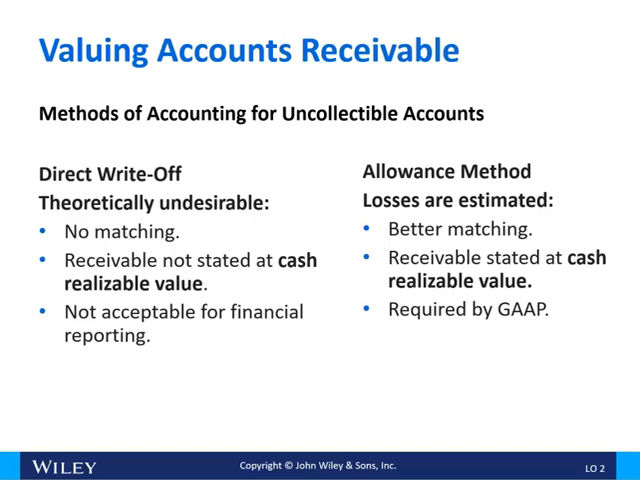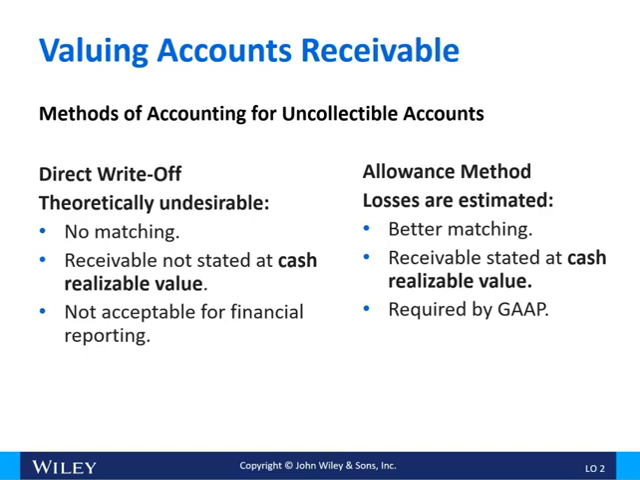Two methods that we're going to talk about for recording uncollectible accounts. First is the direct write-off method. This is theoretically undesirable. There's no matching between the revenue and the expense. The receivables on your balance sheet are not stated at the cash realizable value, and we'll get into what that really means in a minute. And then it's not acceptable for financial reporting. So if you're producing financial statements following GAAP, you cannot use the direct write-off method.